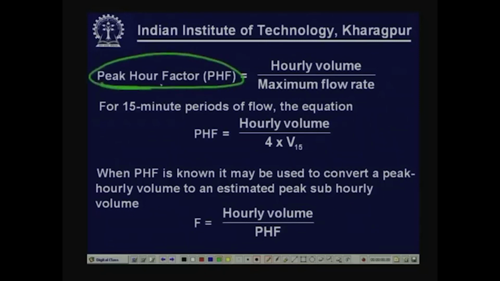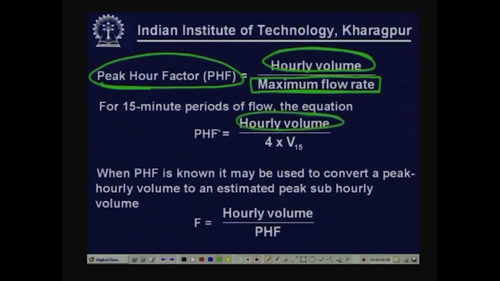Peak hour factor is nothing but hourly volume. You take measurements for an hour and then the maximum flow rate, normally based on 15-minute traffic count. So, peak hour flow is the hourly volume you have really observed over 1 hour, and then take the peak 15-minute traffic volume, multiply it by 4, that means the maximum flow rate based on 15-minute traffic flow, and therefore, you can get the peak hour factor. You will see often in signal design we will use this peak hour factor.